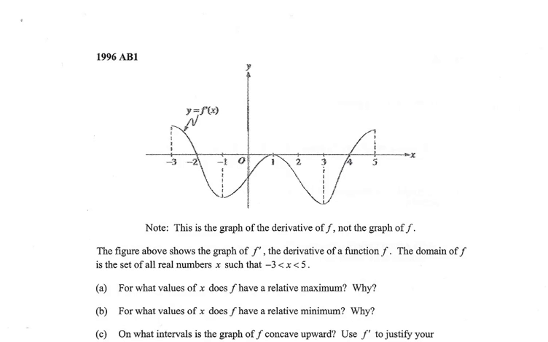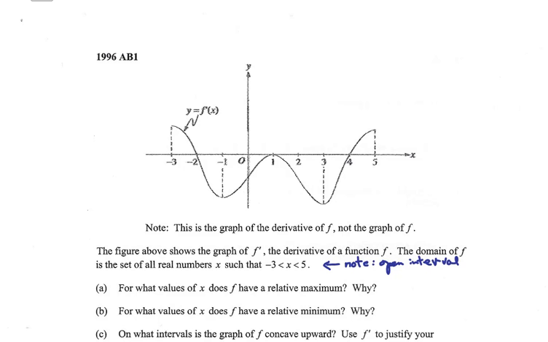1996 AB1. We're given the graph of f prime, the derivative of a function f, and the domain of f, the original function, is the set of all real numbers x such that x is greater than -3 and less than 5. Now I would just make a note that we're working with an open interval here.